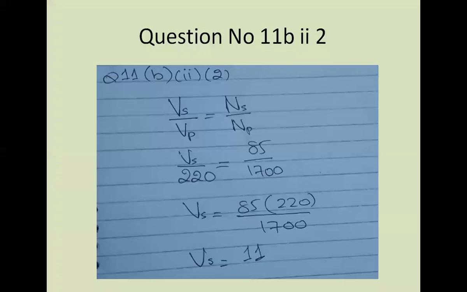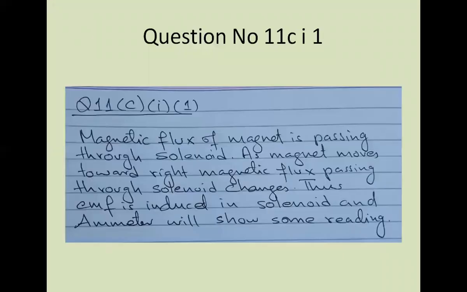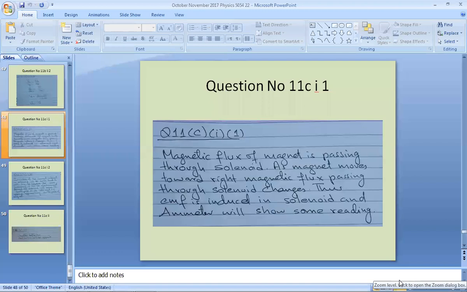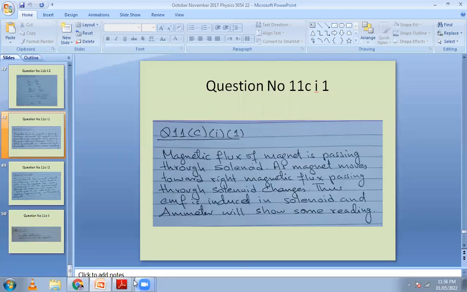Let me show you my answer. It's a 3-mark question, very important. The magnetic flux of the magnet is passing through the solenoid. As the magnet moves towards the right, the magnetic flux passing through the solenoid changes. Thus, EMF is induced in the solenoid and the ammeter will show some reading, some deflection. It's a 3-mark question, very important. Hopefully you understand.